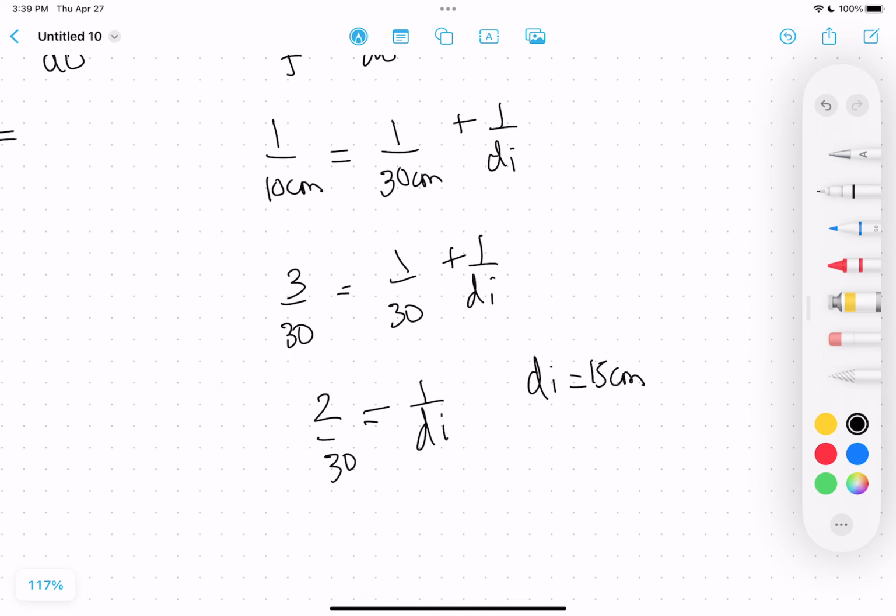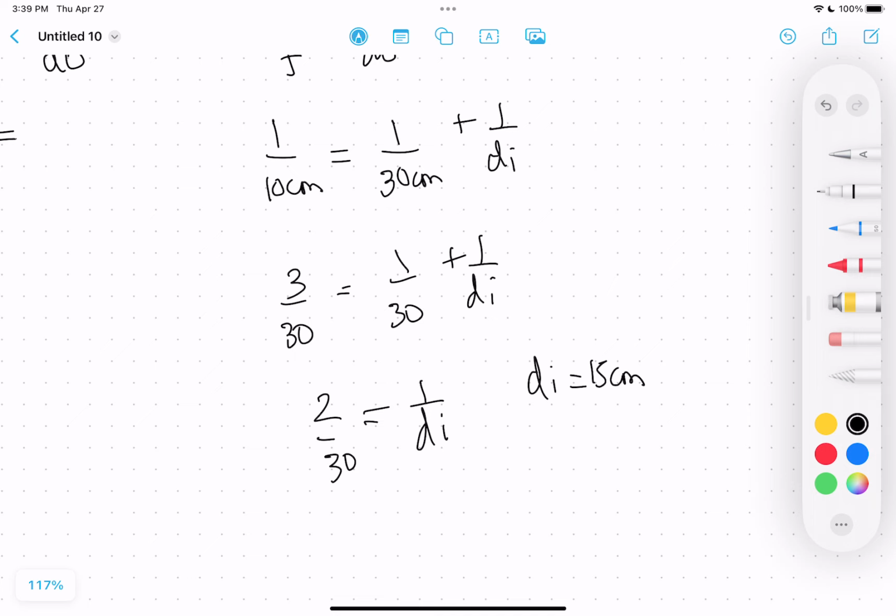So you use the thin lens equation, where you have 1 over focal length equal to 1 over object distance plus 1 over image distance. So our focal length was that 10 centimeters. I'm just going to go get another marker. So 1 over 10 centimeters, and that's equal to 1 over 30 centimeters for the object distance plus 1 over di for the image distance.